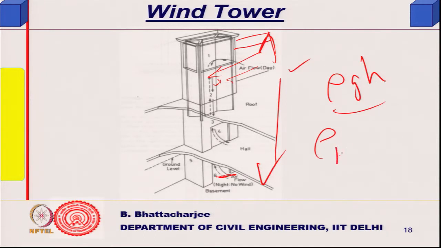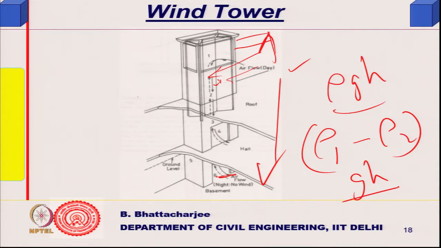So if it is rho 1 minus rho 2 into G into H, where H is the height. Now if the inside air is warm, what will happen? Rho is less. If the inside air is warm, then rho is less. So outside, rho GH is higher, while inside, rho is less, so the pressure here is less, and there will be a flow along this direction. When outside air is warm and inside air is still cool, the flow will be in the reverse direction.